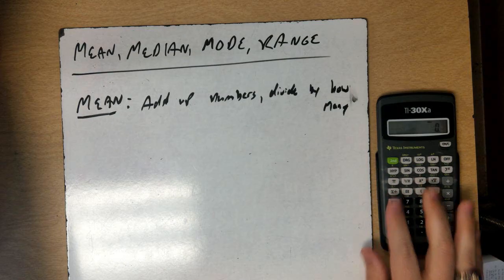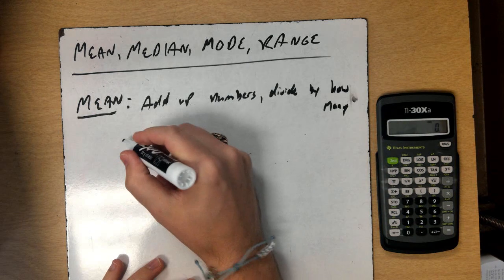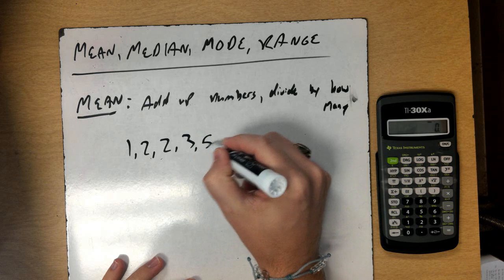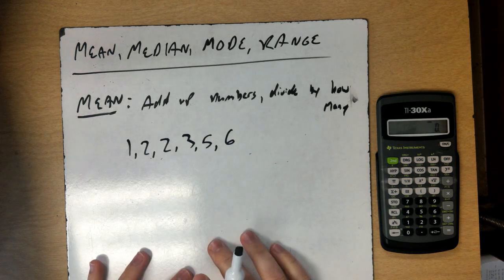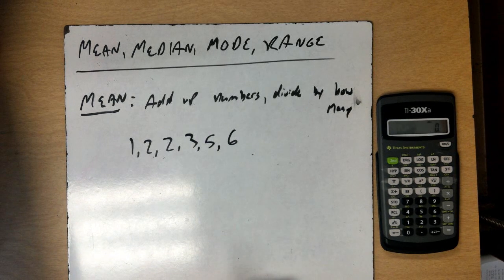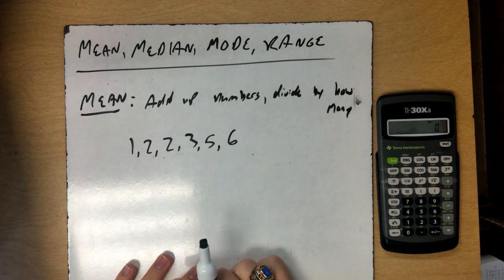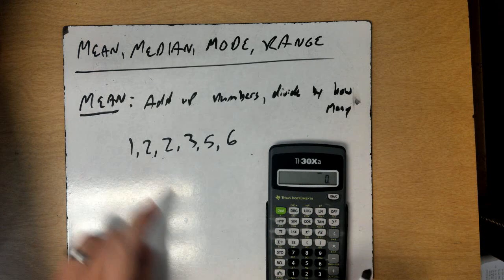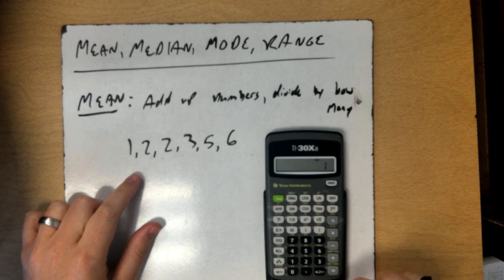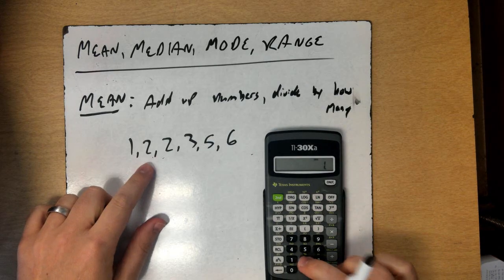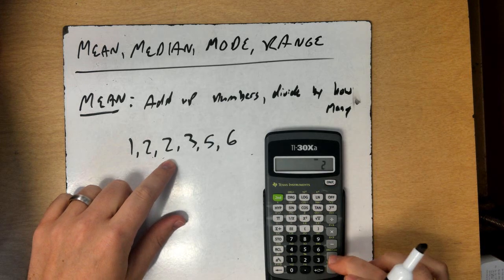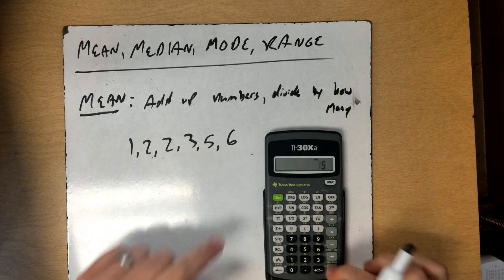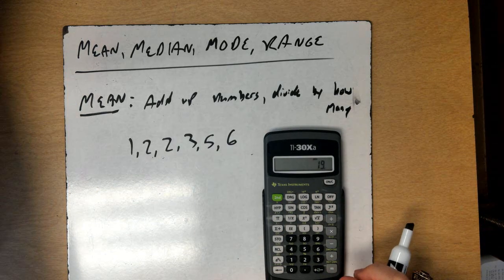So let's say we have a set of numbers. Let's do 1, 2, 2, 3, 5, and 6, right? So we have this set of numbers here, okay? What we're going to do is add up all the numbers first and then divide by how many there are, okay? So let's add up the numbers. So we have 1 plus 2 plus 2 plus 3 plus 5 plus 6 equals 19, okay?